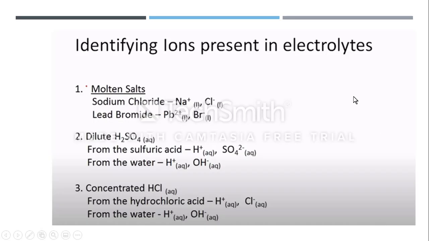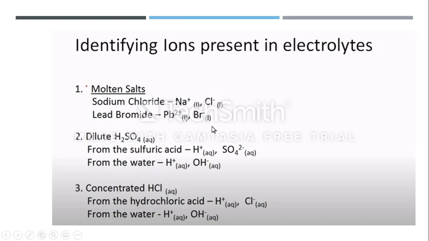Now, the first type of electrolysis we looked at earlier was electrolysis of molten lead bromide. So the only ions that can be present in molten lead bromide are going to be lead 2+ ions, and remember it's molten, so it's going to be in the liquid state, and we'll have bromide ions. Again, it's molten, so it should be in the liquid state.